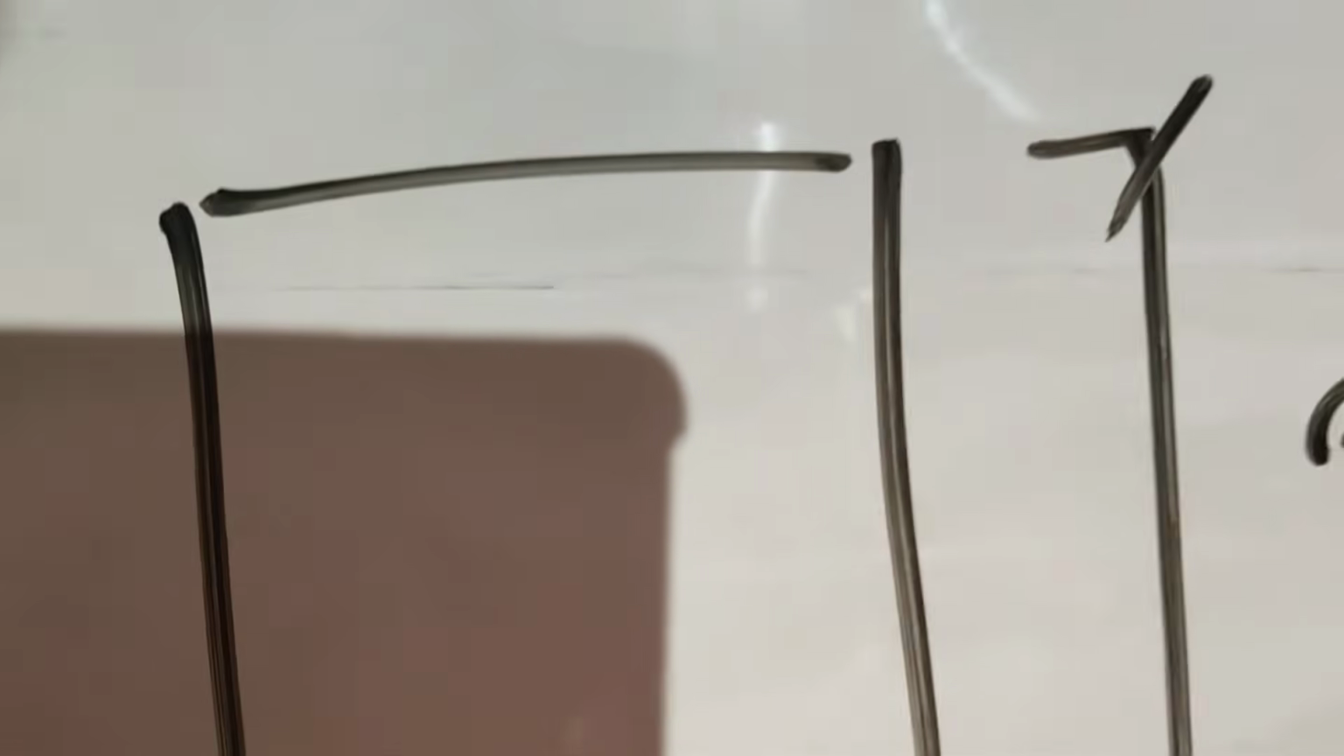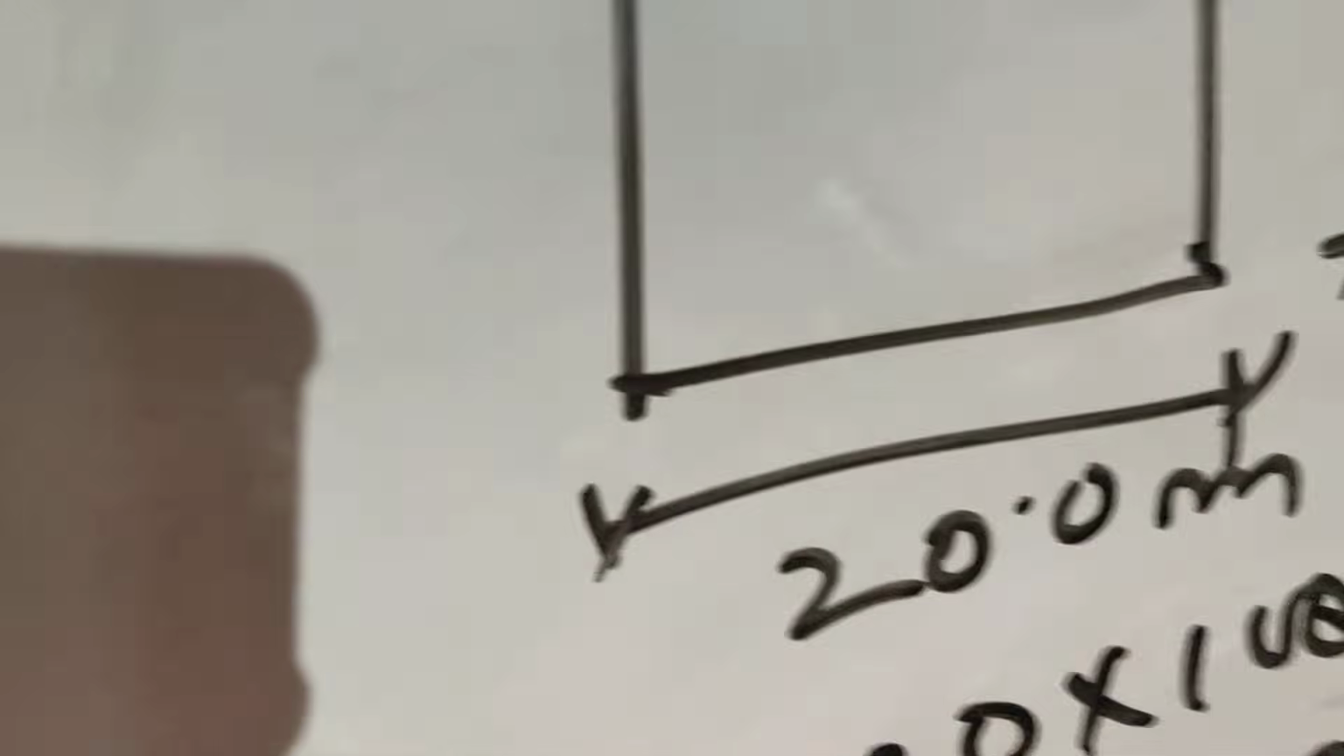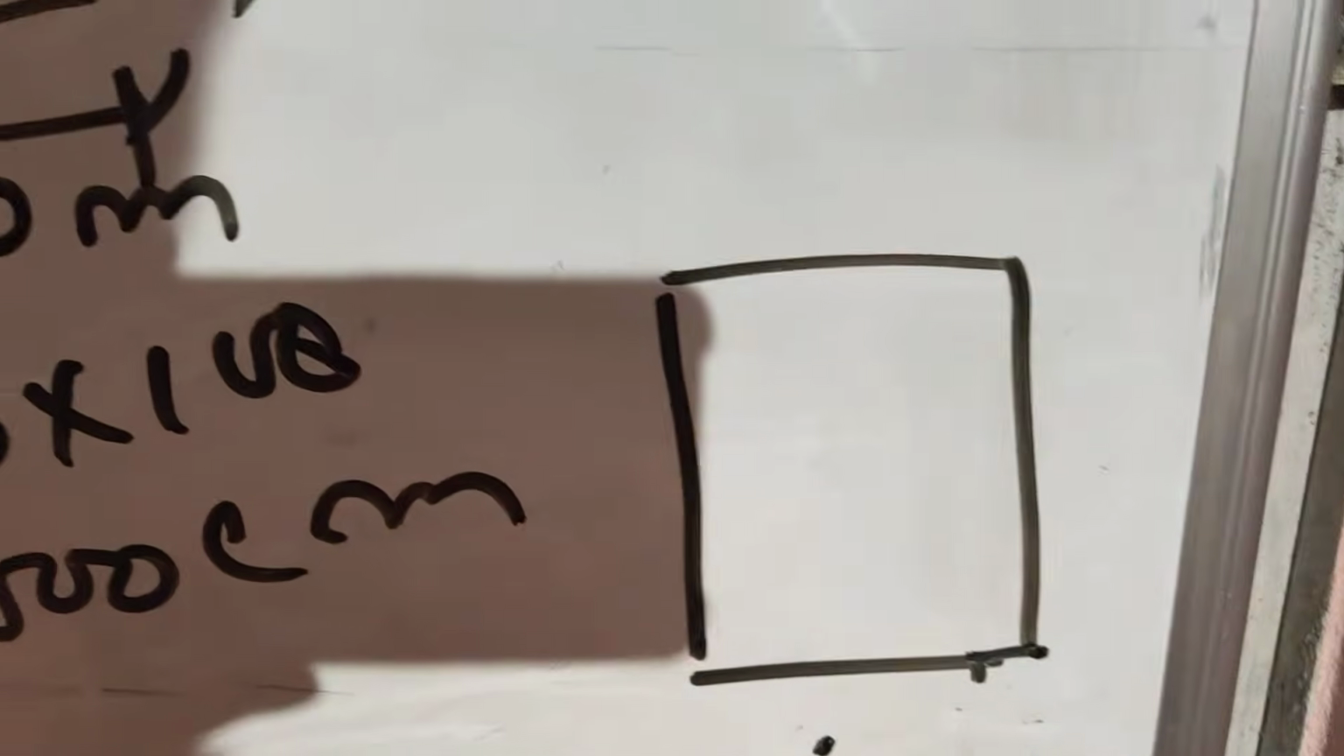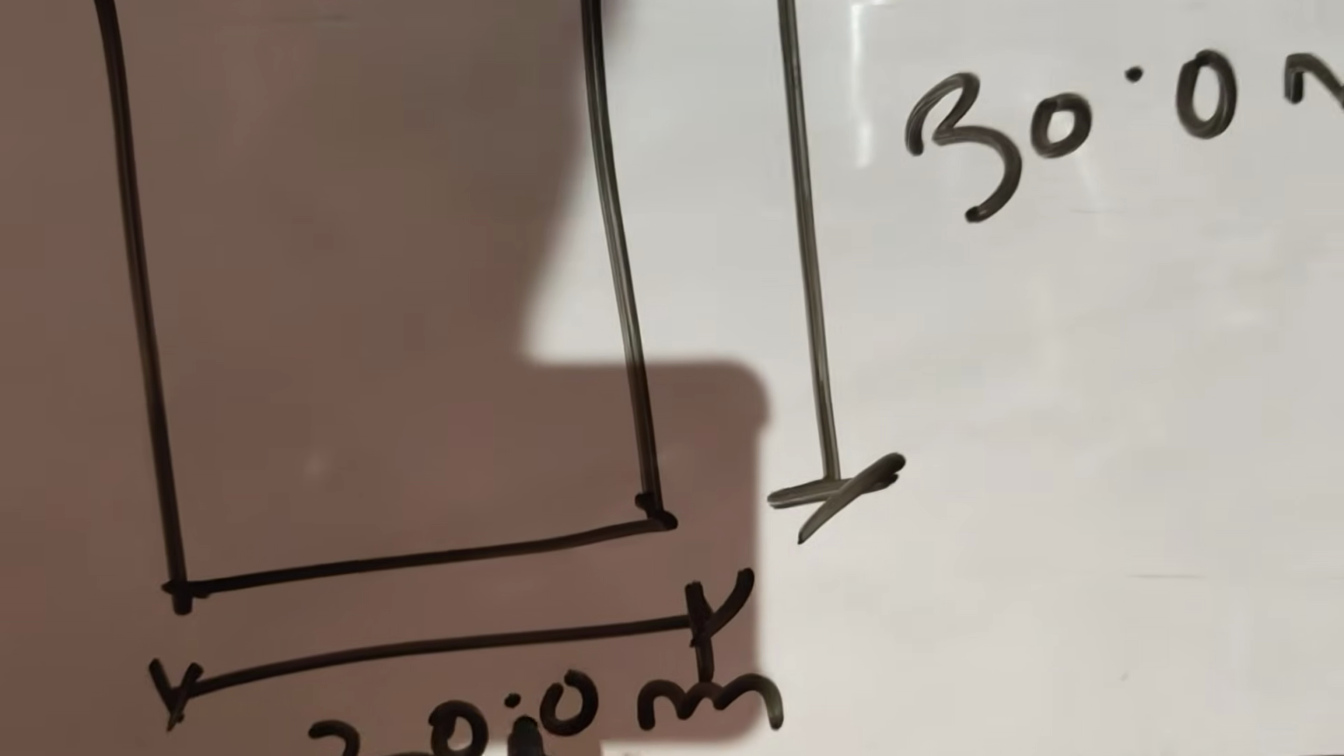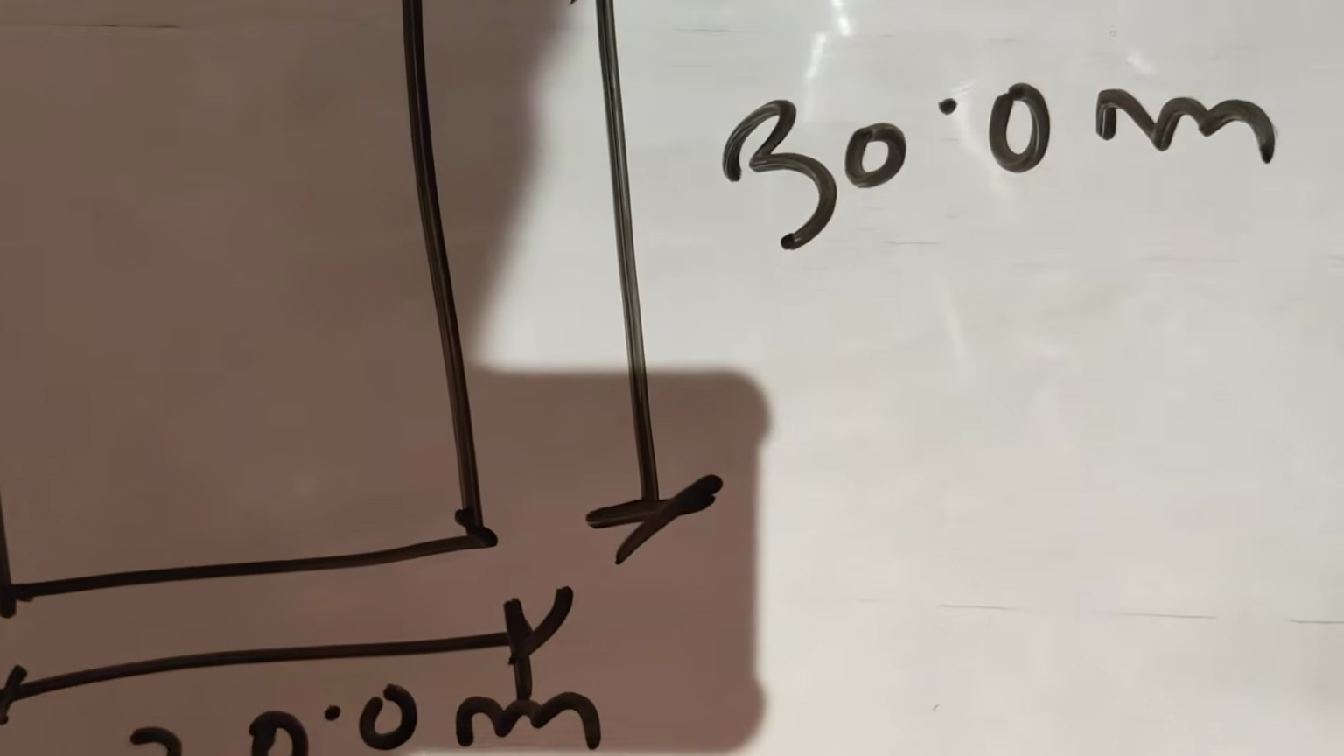So what will be the breadth? It is 30 meter. And what is the ratio? The ratio is 1:50. So 30 meter is nothing but 3000 centimeter. It is 60 centimeter. So we'll draw a block of 40 centimeter by 60 centimeter to represent this building of 20 meter by 30 meter.